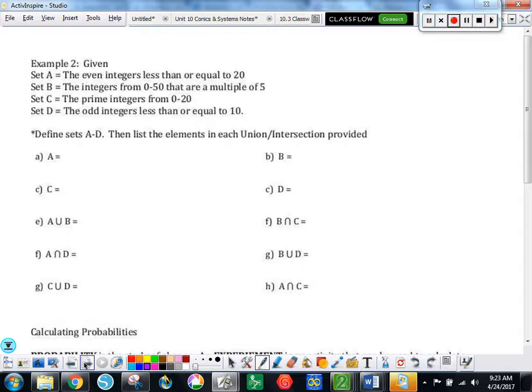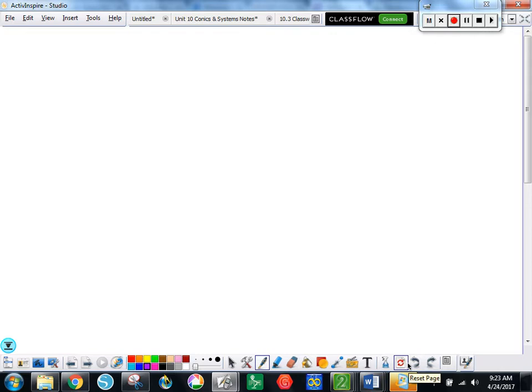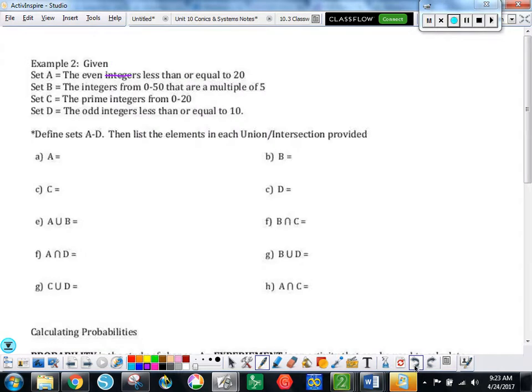Integers means negative and positive, but that means it's going to go further. Instead of integers, let's assume whole numbers, because technically this set right here includes negative numbers, and I don't want that. So let's change all of these to whole numbers. Alright, the even whole numbers less than or equal to 20.